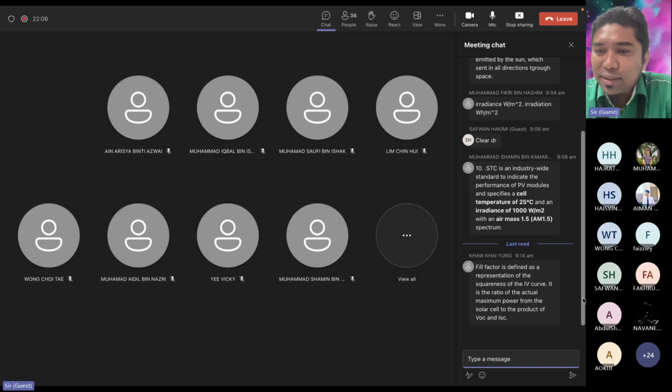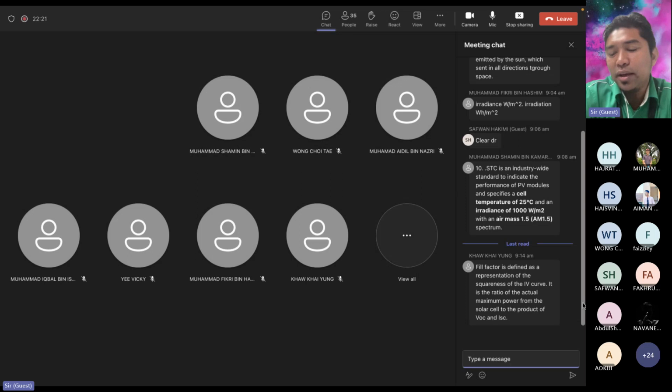Right. Okay, fill factor is defined as a representation of the squareness of the IV curve. Okay, correct. It is the ratio of the actual maximum power from the solar cell to the product of VOC and ISC.